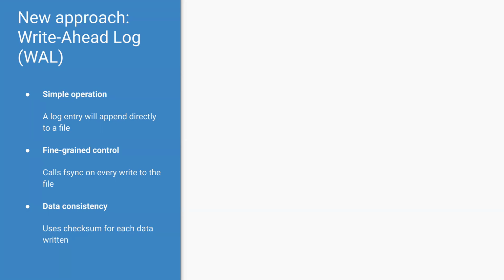The second benefit is that we have the flexibility to implement our WAL with fine-grained fsync control. We can perform fsync on every write to the log file. And the final advantage is that we can attain a higher level of data consistency by using checksums for each piece of data written to the write-ahead log storage.